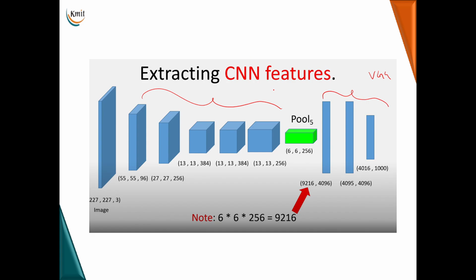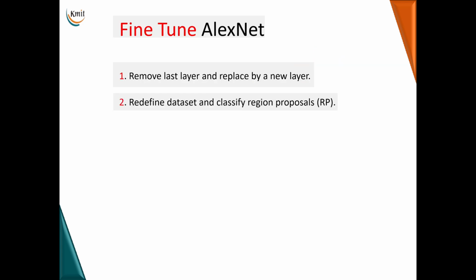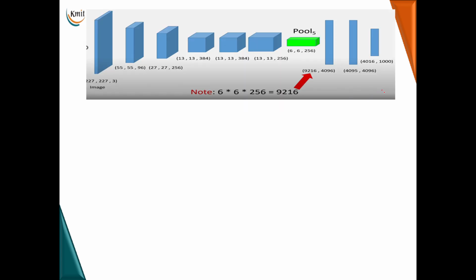But one thing you need to remember is that this AlexNet model we are using for extracting the features of region proposals is a pre-trained model, because it got trained very well for image classification but not object detection, and it got trained on the ImageNet dataset. So we need to fine tune this AlexNet model so that you can use this predefined model for object detection. In fine tuning we have 2 steps: remove the last layer, and the second step is to redefine the dataset. So this is my actual AlexNet model with 1000 classes used in ImageNet.